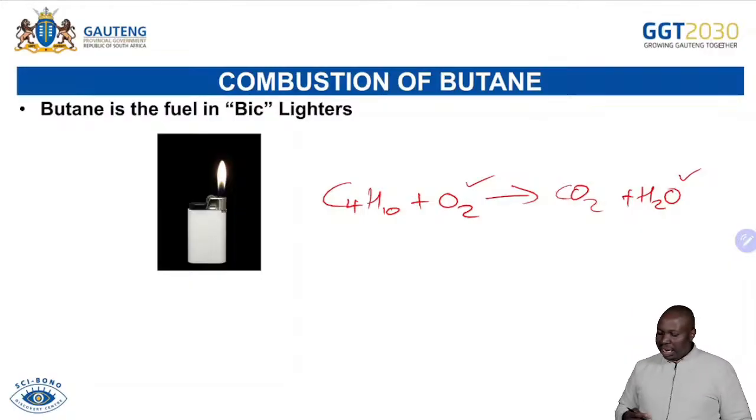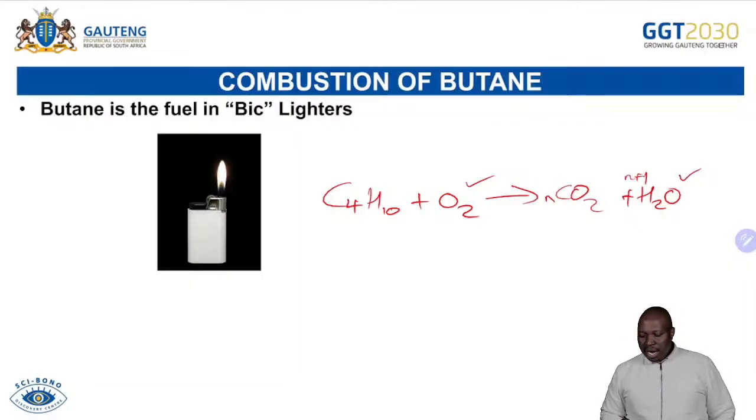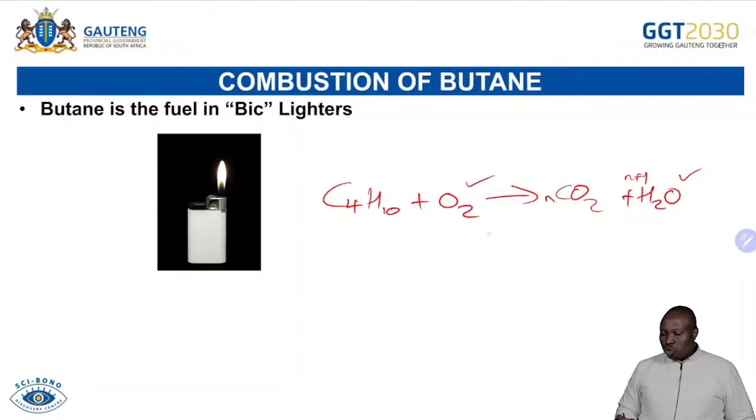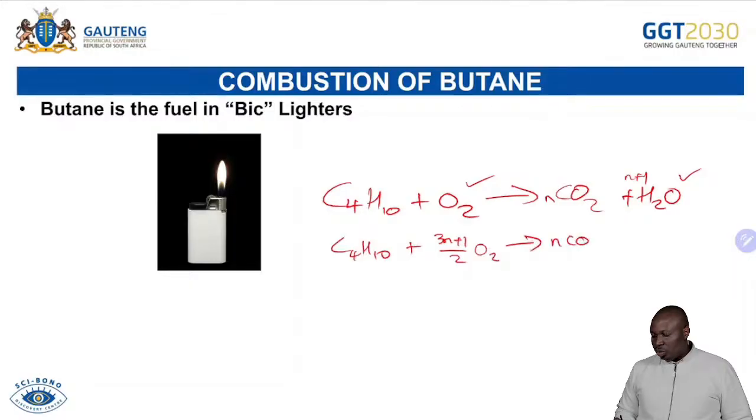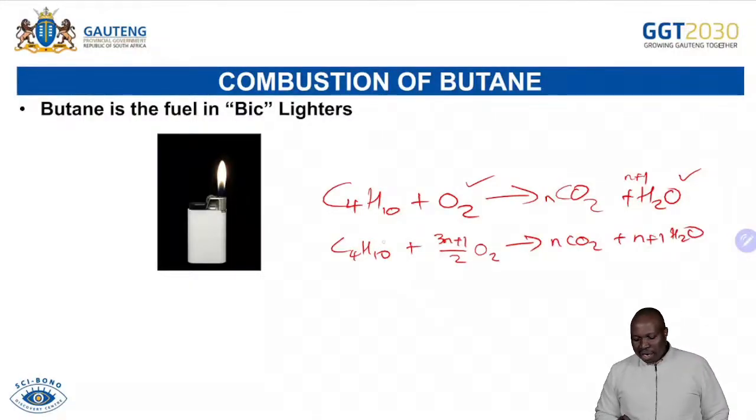And we are simply saying that now, if you come here and say this is N plus 1, at least you are going somewhere, and you can put before the O2 there, you can say (3N plus 1) over 2, just before O2. And then you are able to balance the whole reaction. If we do like that, you say NCO2 plus (N plus 1) water, and N is the number of carbons.